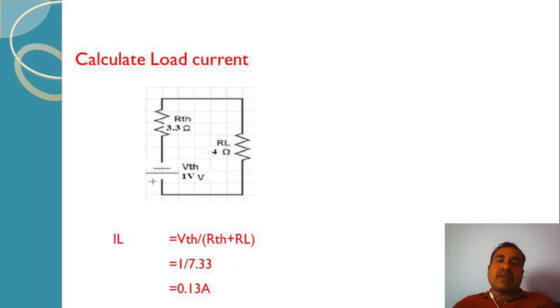Now to calculate the load current, IL is equal to VTH divided by RTH plus RL. VTH is 1 volt divided by RTH, 3.3 ohms, plus RL, 4 ohms, which turns out to be 7.33. So 1 by 7.33 is 0.13 ampere. That is the load current flowing in the load resistance RL, the 4 ohm resistor.